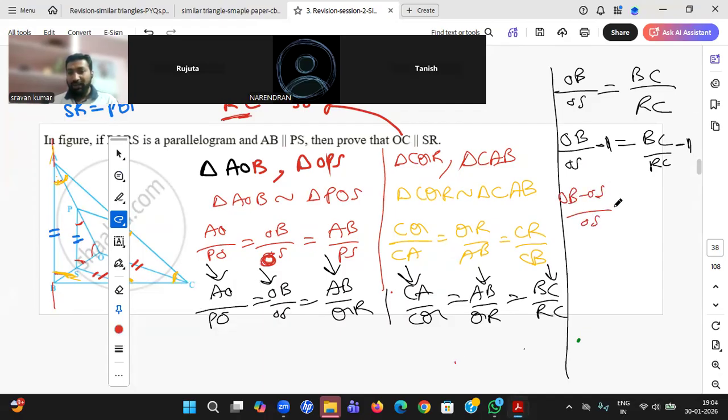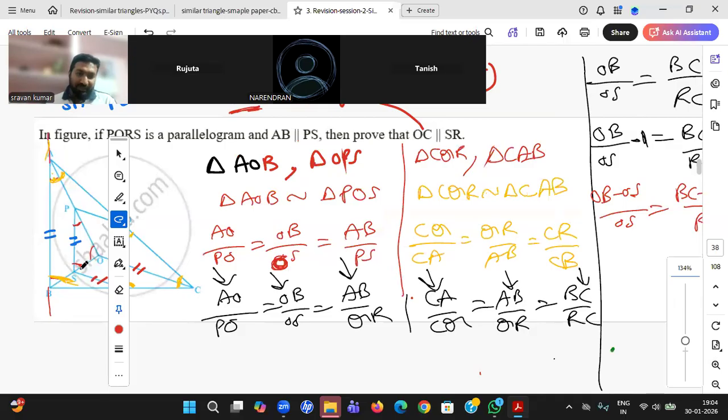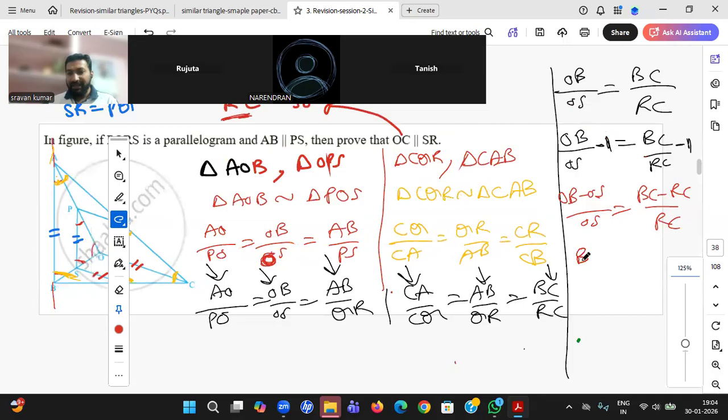OB minus OS by OS, BC minus RC by RC. OB minus OS, let me see. Where is OB and OS? OB is big, OS is this, cancel. I just got BS. So that will be BS by OS equal to BC minus RC by RC.